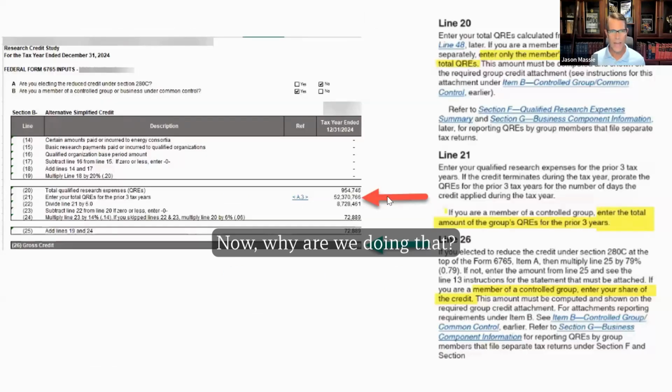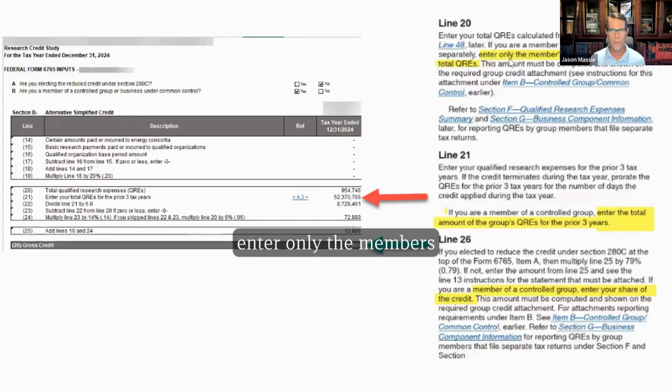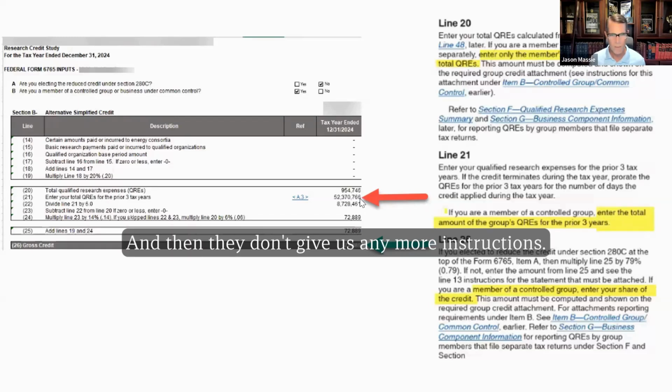Now, why are we doing that? Because over here in the instructions, it says line 21, if you're a member of a controlled group, enter your total amount of the group's QREs for the prior 3 years, which is really strange because here on line 20, one line above, it says if you're a member of a control group filing separately, enter only the member's QREs and not the group's. So we have 954 is the member, 52 is the group. And then they don't give us any more instructions.